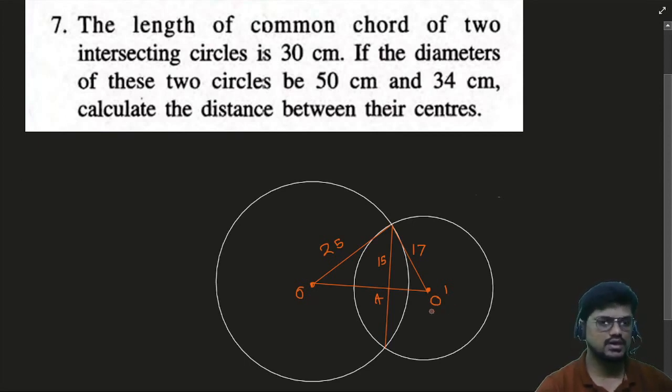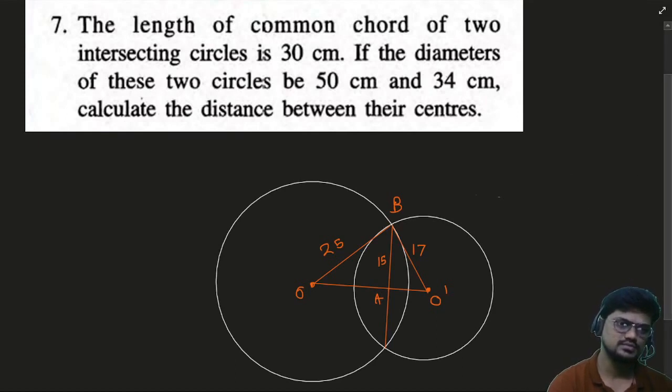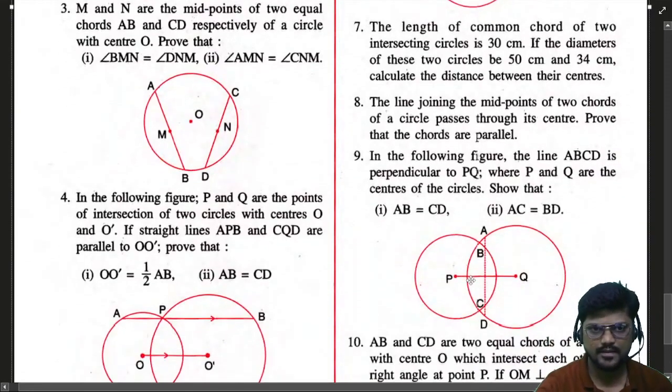So in triangle BOA, by Pythagoras theorem, 625 minus 225 is equal to OA square. That is 400, so you'll get 20 over there. Similarly you'll get the value of AO dash also, and then add both of them to get the value of OO dash. I think AO dash is 8 because 289 minus 225 is 64.